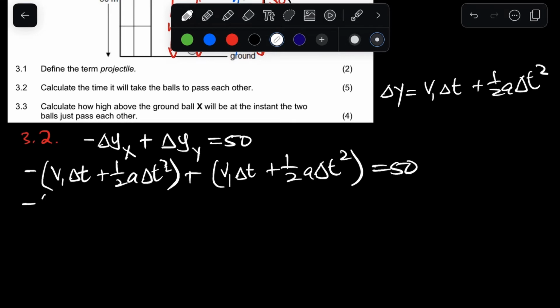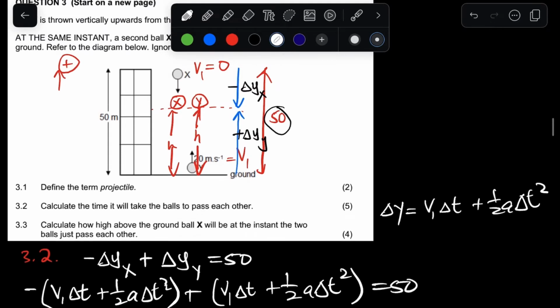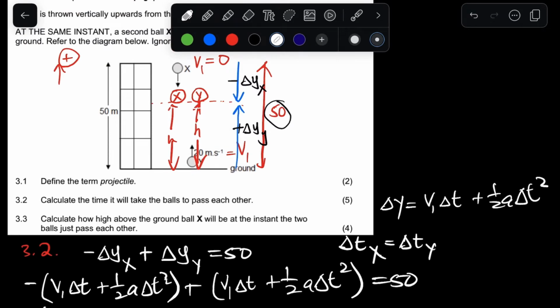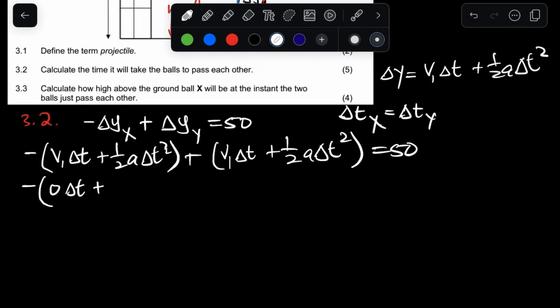Okay, let's substitute now. What is the initial velocity for ball X? Since it's dropped, it's going to be 0. And the time is the one that we're looking for. Remember, I said the time for ball X is equivalent to the time for ball Y when they pass each other at that point. The acceleration is going to be negative because we chose up as positive.